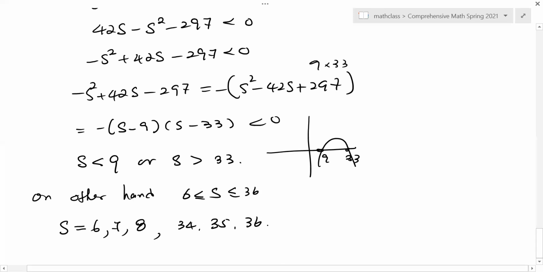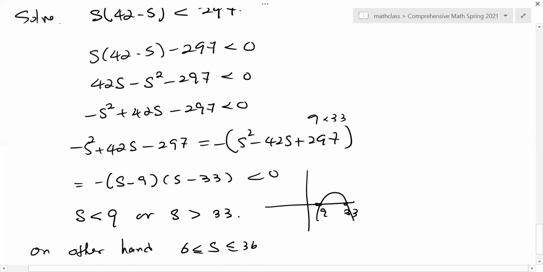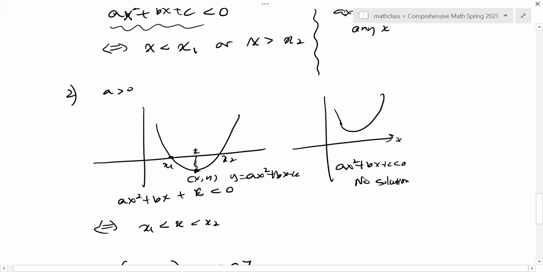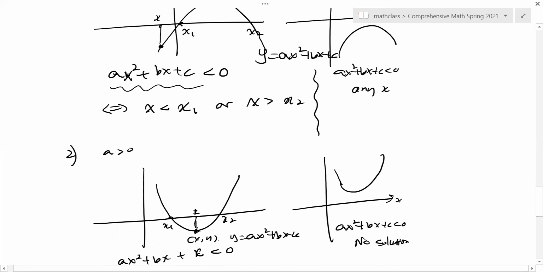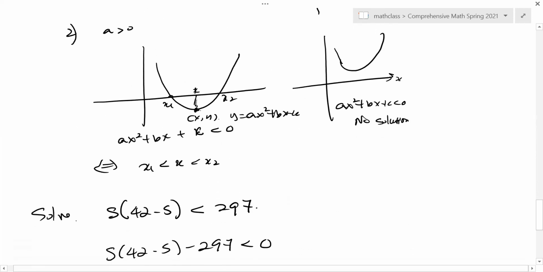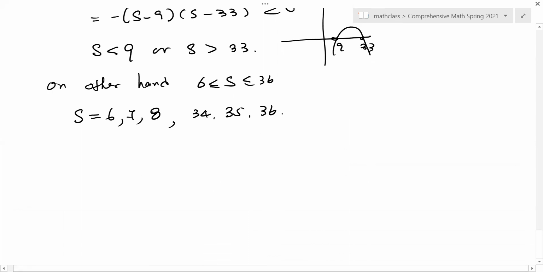So doing this problem, we have to review quadratic inequalities. We call it quadratic inequalities. If you know the graph of a quadratic function, a parabola, then you can easily solve the problem.